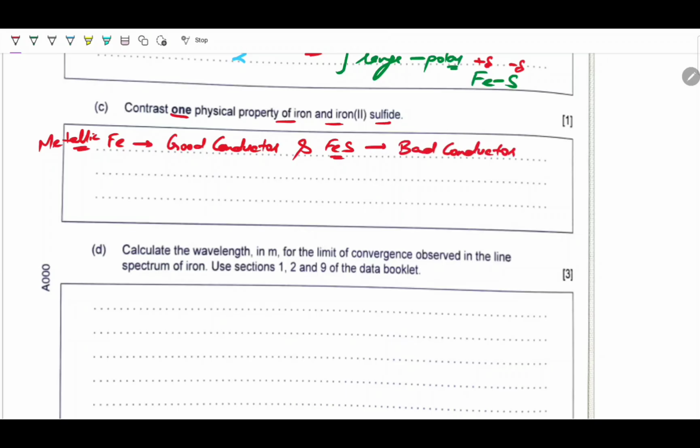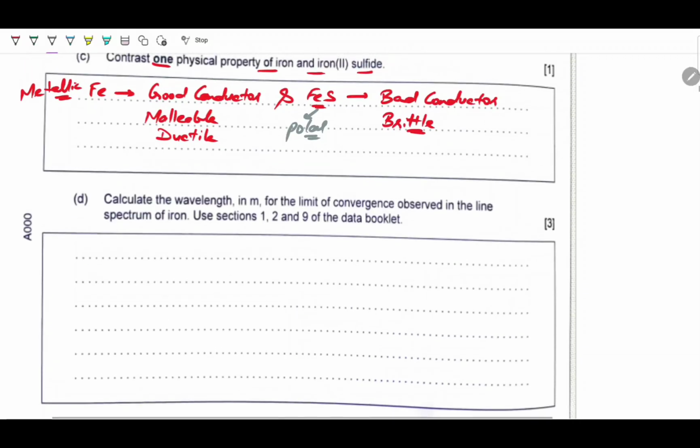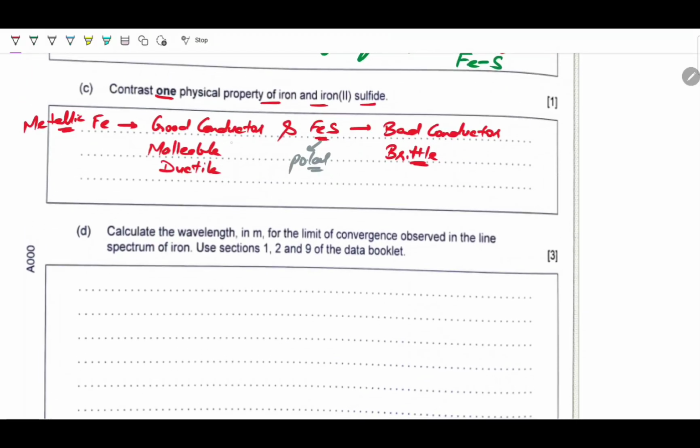One point of difference could be this, or iron is malleable and ductile, the properties of metals. And here I can write the properties of polar covalent compounds: it is brittle in nature, not malleable or ductile. So these could be the points we can write for one physical property. For the metal, good conductor of current, and for the polar covalent compound, bad conductor and brittle. Good electrical conductivity or thermal conductivity, both can be written.